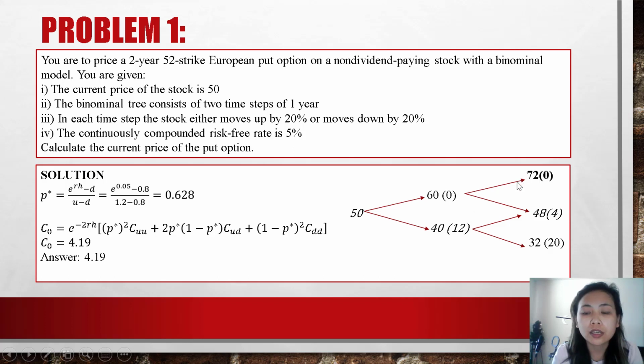Similarly for time 2, from 60, if the stock keeps going up, it goes up to 72, so the payoff is 0. If it goes down, it becomes 48, and the payoff is 4. Similarly for 40, if it goes down, it goes to 32 with a payoff of 20, because 52 minus 32 is 20. So we got Cuu is 0, Cud is 4, and Cdd is 20. I repeat, Cuu in the formula is 0, Cud is 4, and Cdd is 20, and the answer is 4.19.